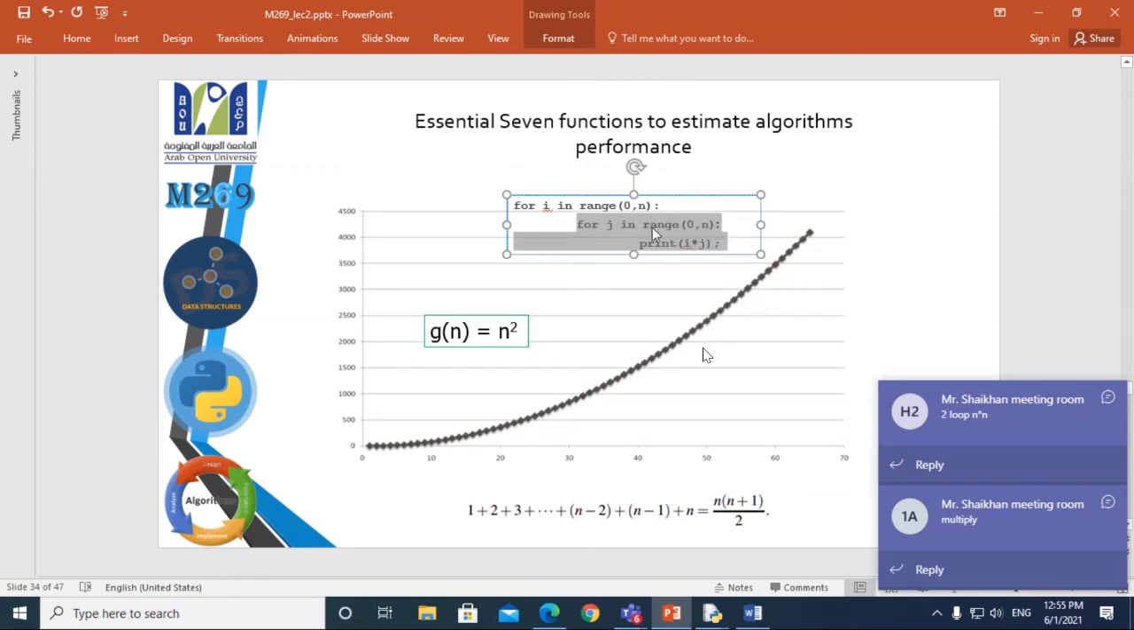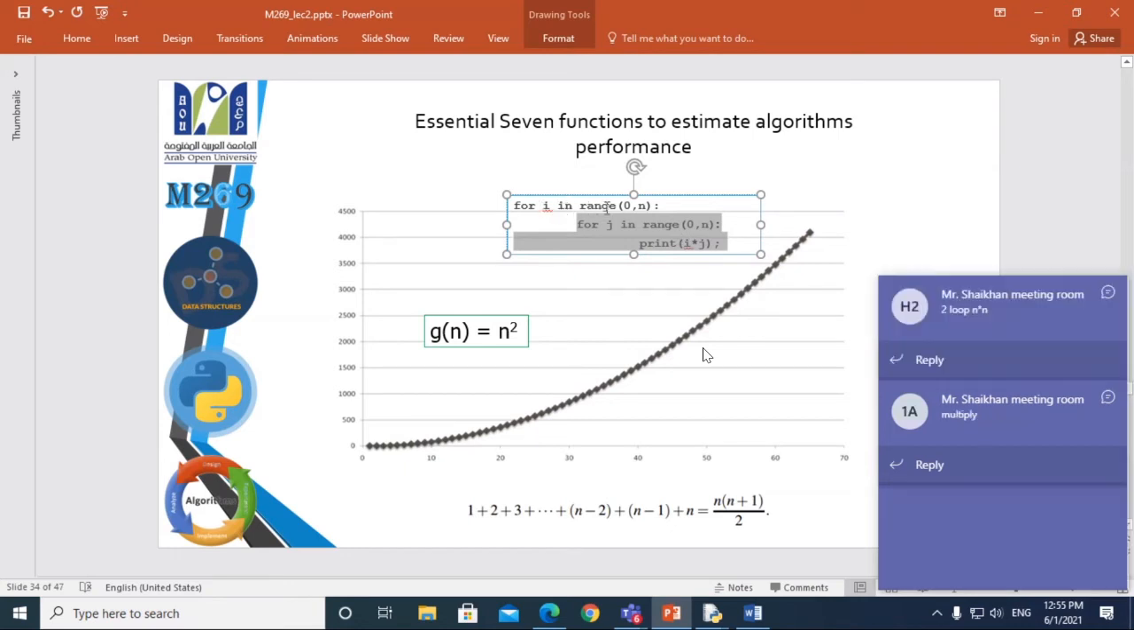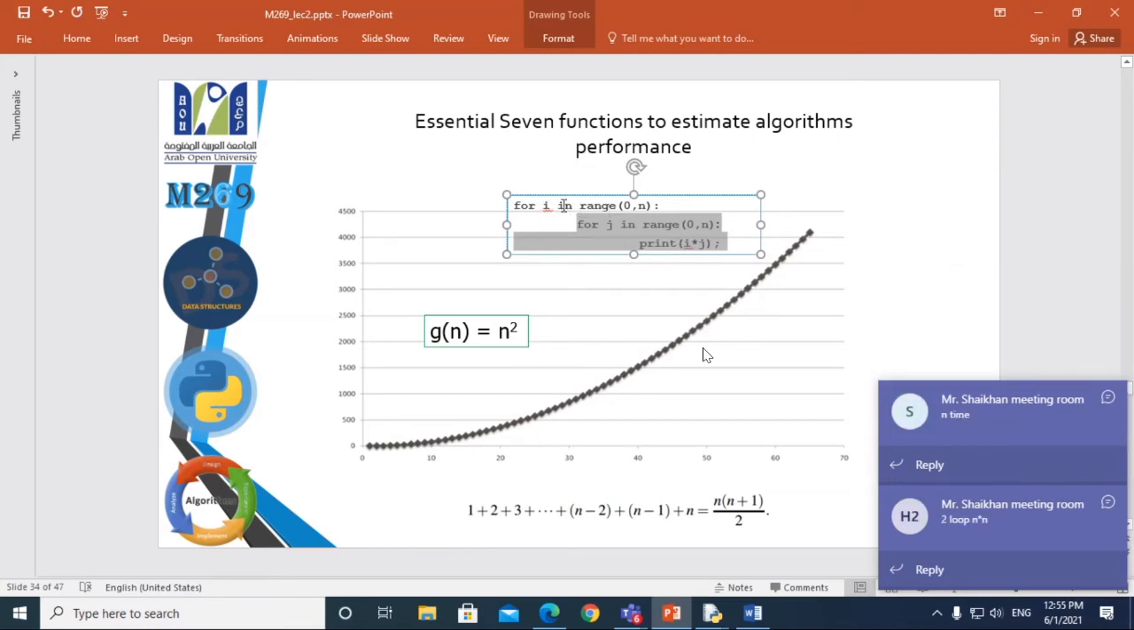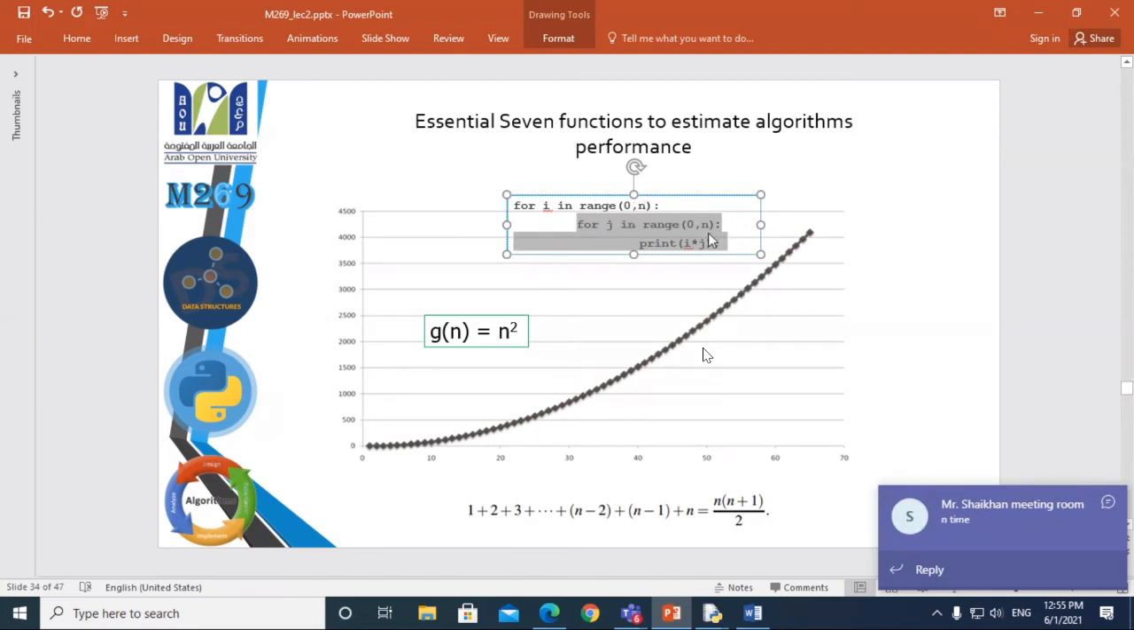Now that loop, how many times will it be repeated? n times. So that one will be n by n, which is n squared. That one will be repeated n times, and the n will be repeated n times.